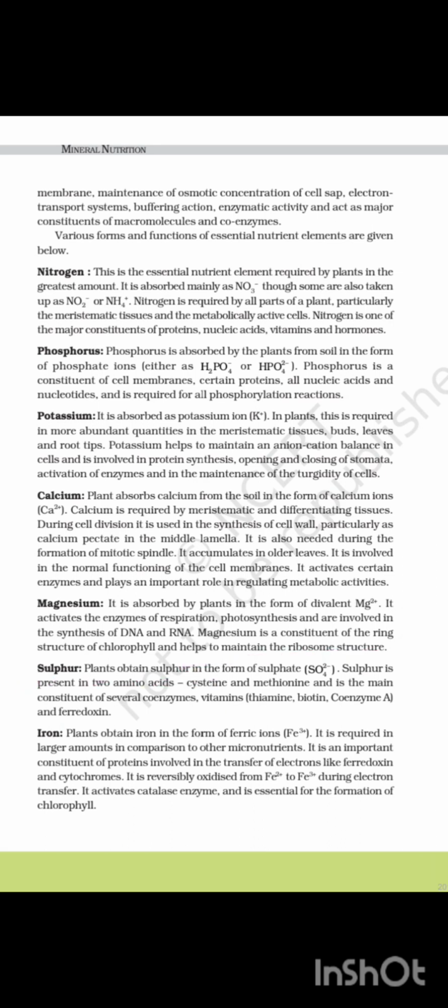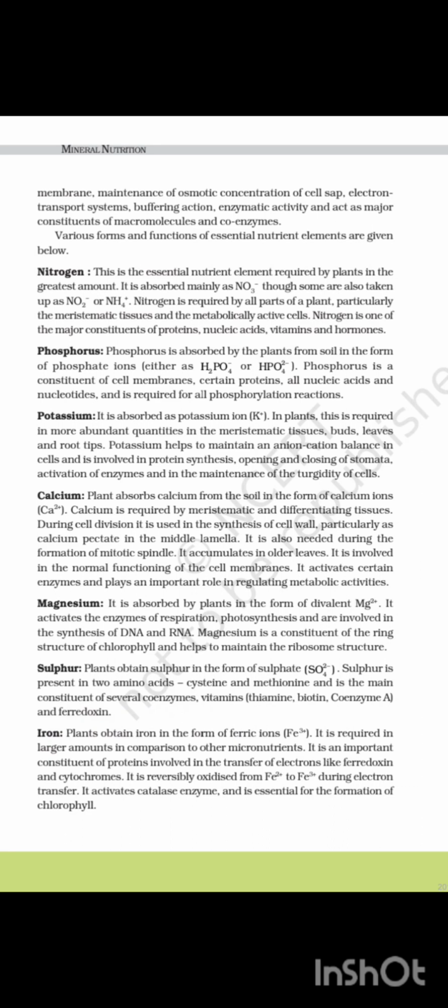Sulfur. Plants obtain sulfur in the form of sulfate. Sulfur is present in two amino acids, cysteine and methionine, and is the main constituent of several coenzymes and vitamins: thiamine, biotin, coenzyme A, and ferredoxin.